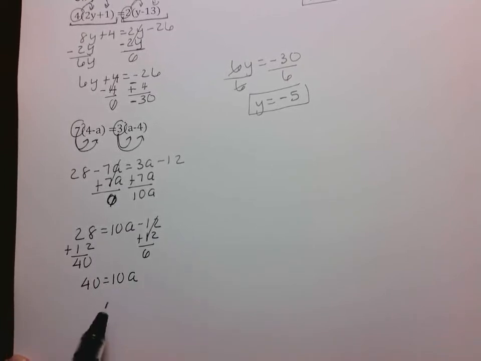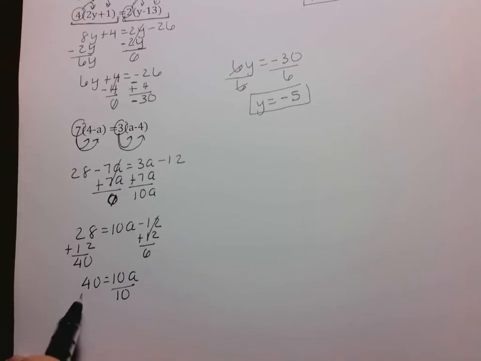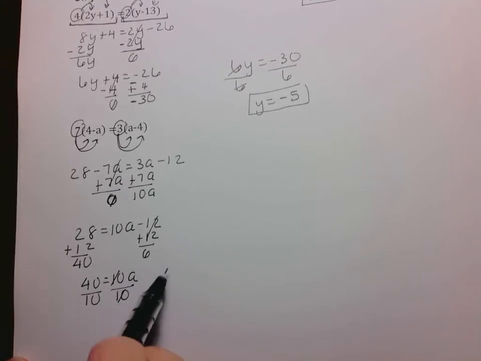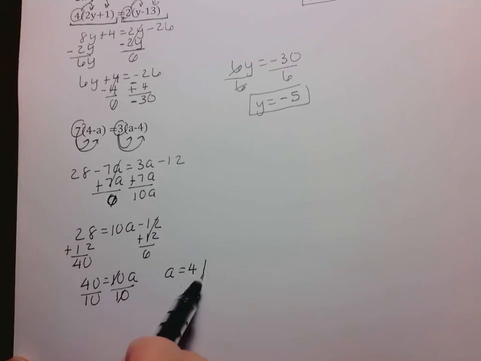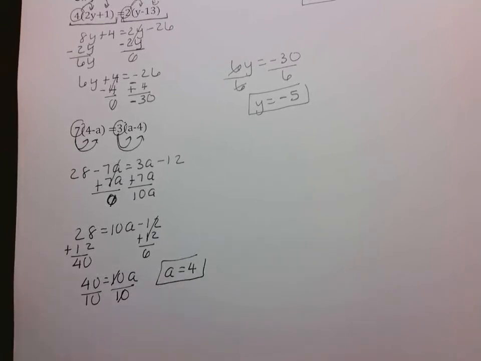And then I'm going to divide both sides by 10. And so then a is going to be 4. If you got either one of these wrong, watch what I did and then do it again.